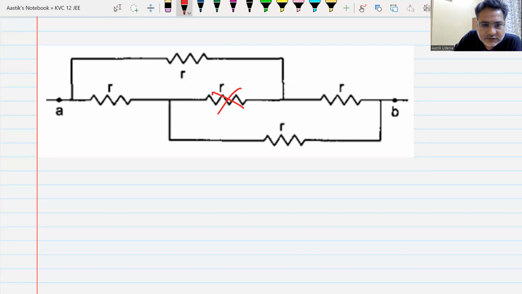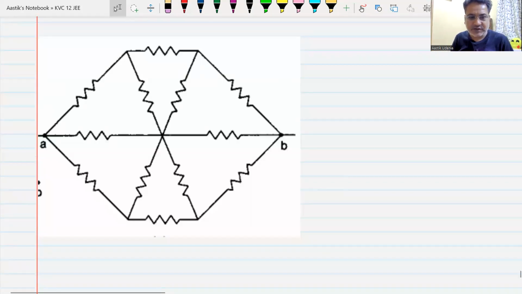And to solve this one, we might be required to do the same thing, but probably in a different way. This one. I'll give you 2 minutes to think about this. You have to find out the effective resistance between A and B. I'll give you 2 minutes to think about it.